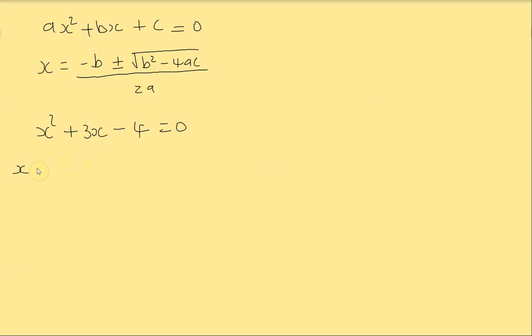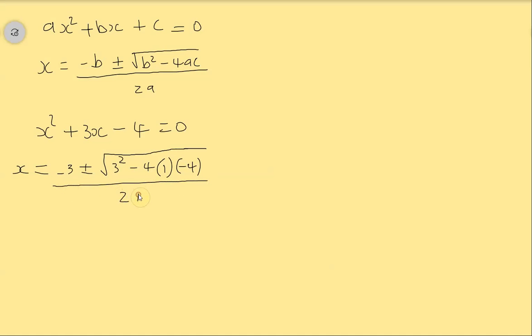Now x is equal to, and as I stated before, just plug the values in. It's like plug and play. So minus b, but b is 3, so we would put a 3 here, plus or minus the square root of 3 squared minus 4 times a, but a is 1, times c, which is negative 4. Great. And all that should be placed over 2a, but a is 1, so that's 2 times 1.